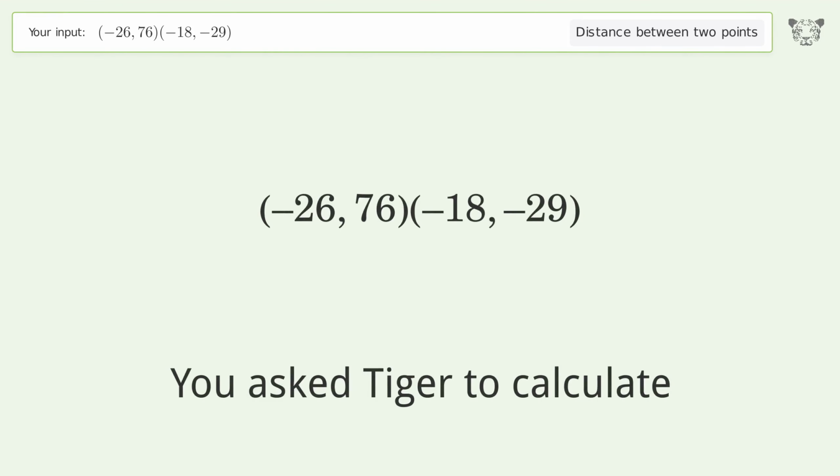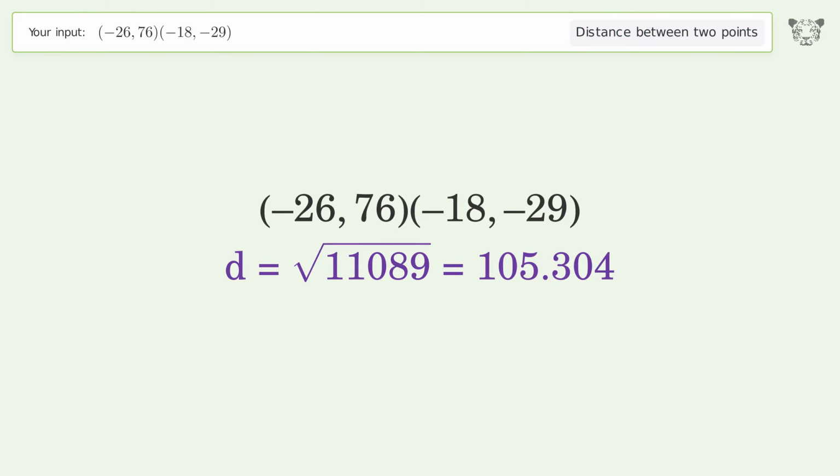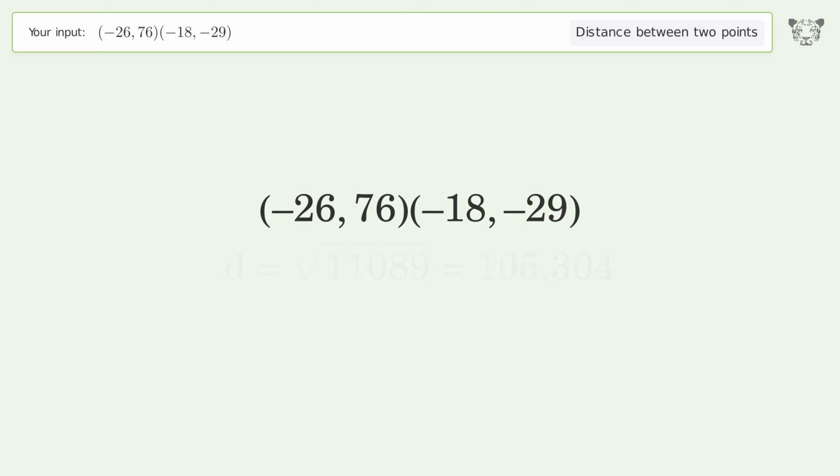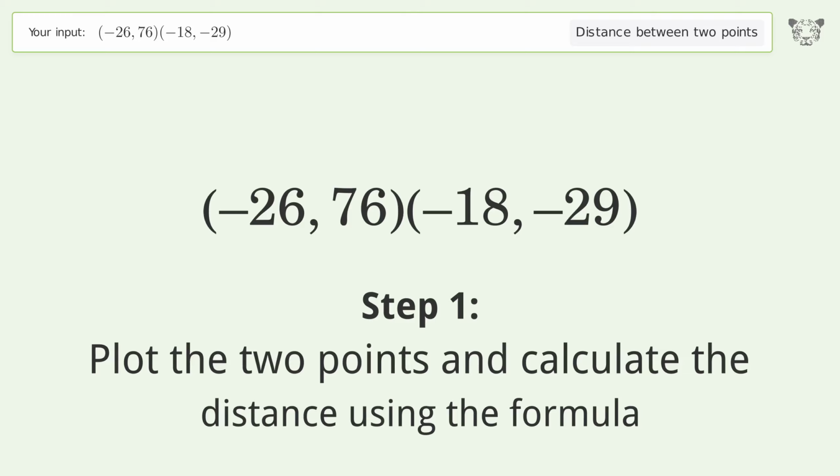You ask Tiger to calculate. This deals with the distance between 2 points. The distance between the 2 points is the square root of 11,089 or 105.304. Let's solve it step by step. Plot the 2 points and calculate the distance using the formula.